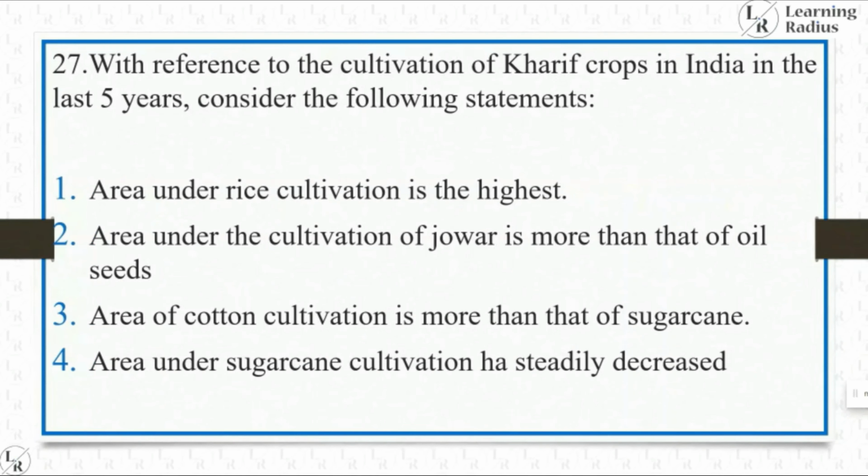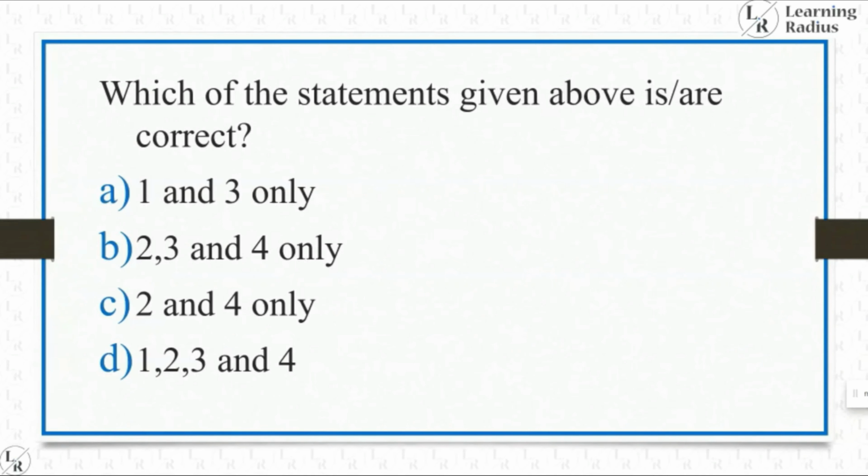With reference to the cultivation of kharif crops in India in the last 5 years, consider the following statements. Area under rice cultivation is the highest. Area under the cultivation of jowar is more than that of oilseeds. Area of cotton cultivation is more than that of sugarcane. Area under sugarcane cultivation has steadily decreased. Which of the statements given above is correct? 1 and 3, 2, 3 and 4, 2 and 4, 1, 2, 3 and 4.